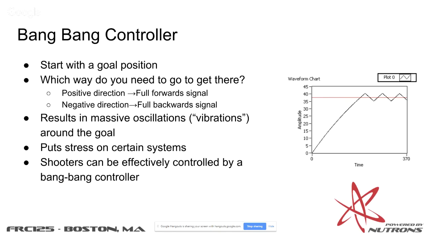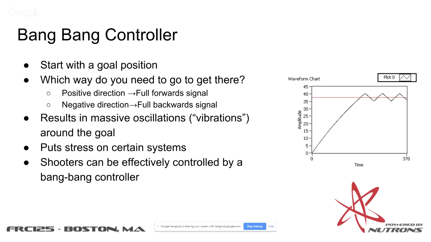A very simple controller that is used to start off is called a bang-bang controller. You start with the goal position, in this case the red line at around 37, and you start at 0. If you're below the goal, you go full power forward. If you're past it, you go full power backward. So you're just oscillating at your set point, and that's why you see the very sharp changes.